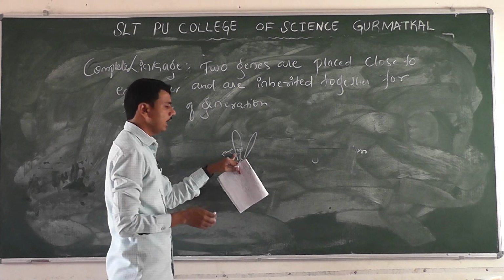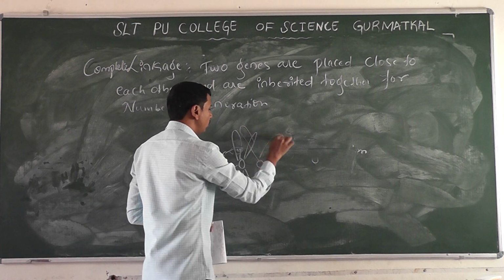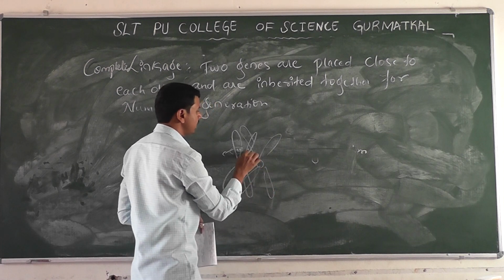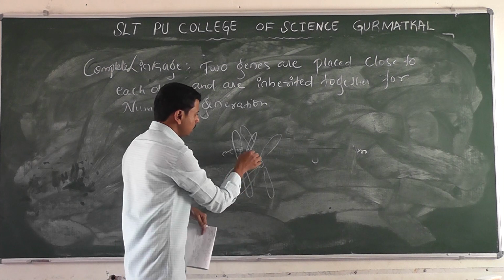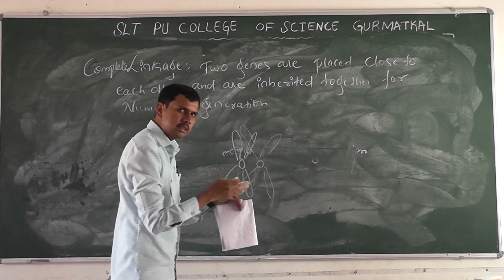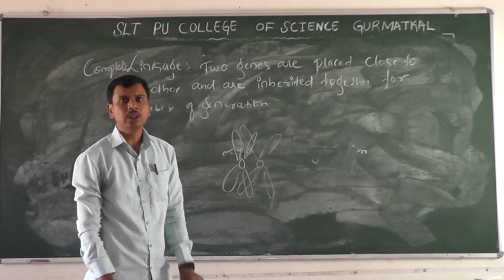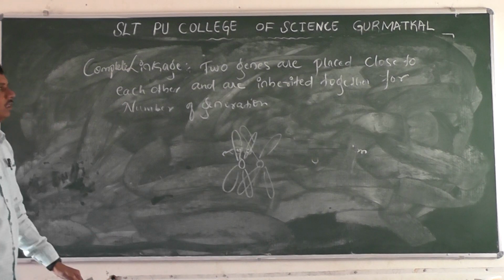Even after the crossing over has taken place, if you consider these two chromosomes with genes present here, even after the crossing over these genes will not get separated, right? So they move from one generation to another generation. This is what we call the complete linkage.